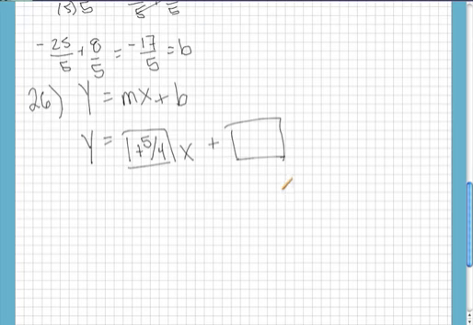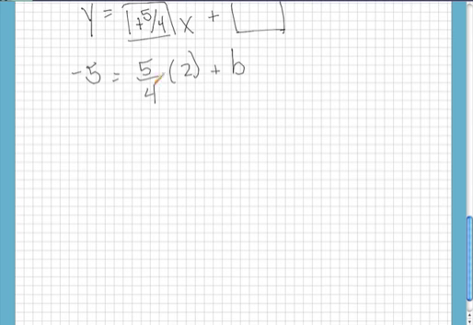We're going to follow the same procedure that we did for problem number 25. We're going to plug in the points that they gave us, 2 and -5, and we're going to solve for b. So let's fill in this information. We had -5 for y. We'll plug that in. We have 5/4 for our slope, and our x-coordinate was 2, so let's plug that in. Plus, we don't know what b is, so let's leave it. We're going to simplify, and then we're going to solve for b just like we did last time.